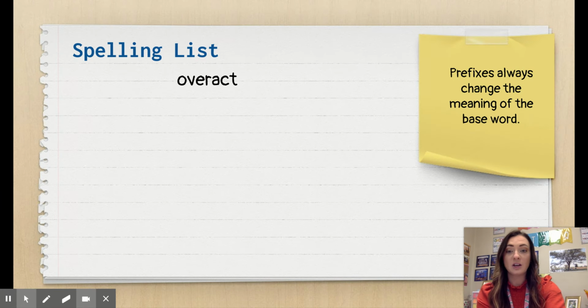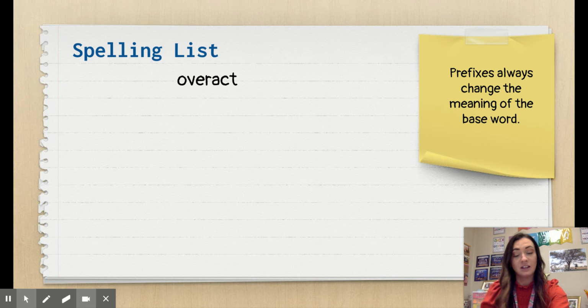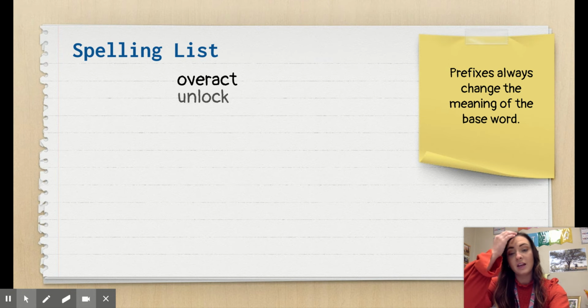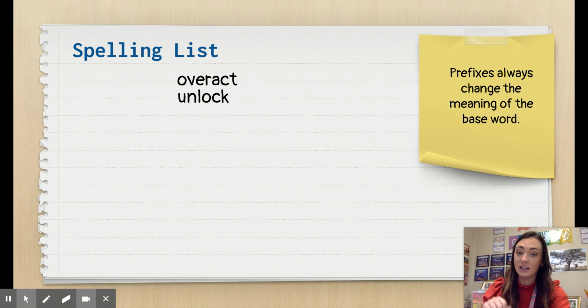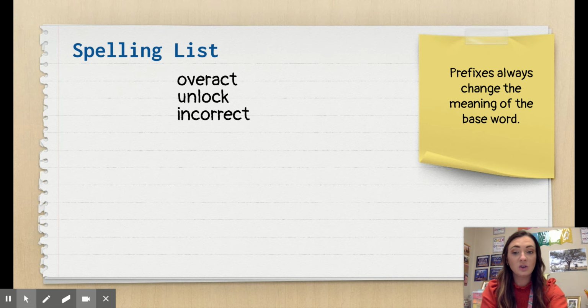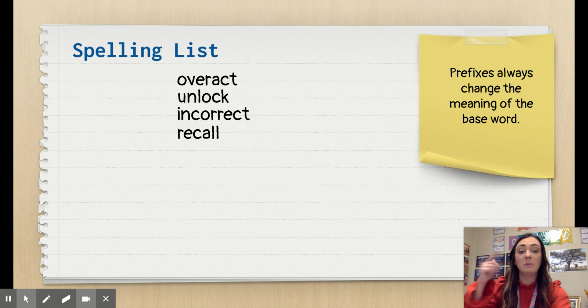Our first word is overact. So if you overact, you are going above and beyond the base of acting. Unlock, not to lock the door, but the opposite, to unlock it, to be able to open. Incorrect, it's the opposite of correct, so not correct. Recall, if you recall something, you think about it, you remember it again.